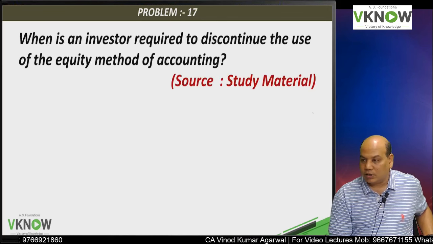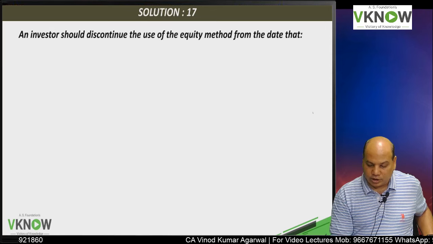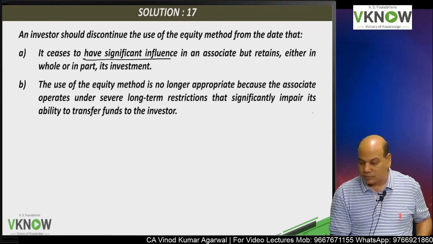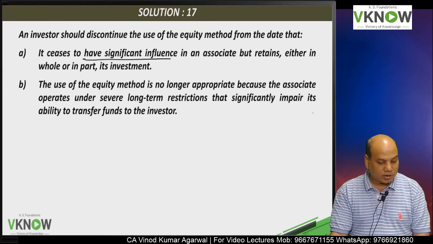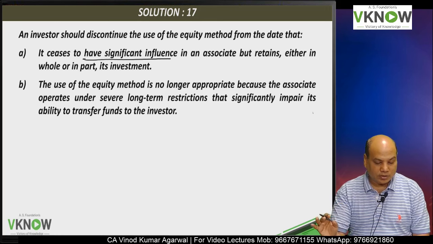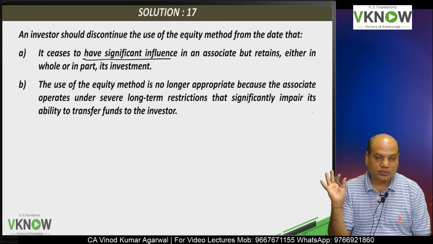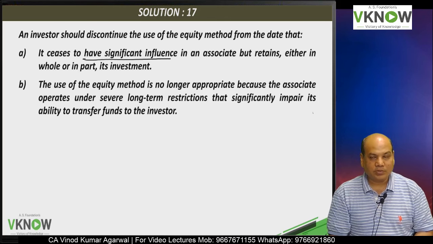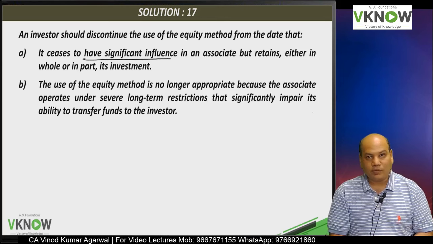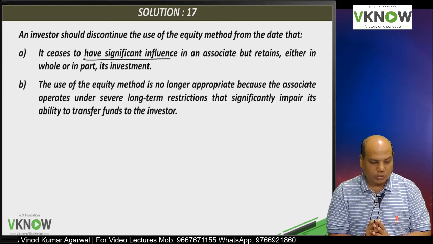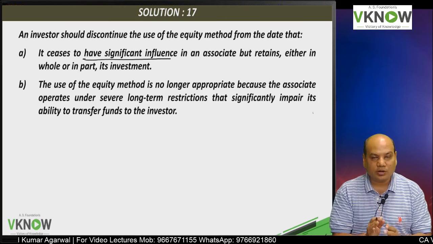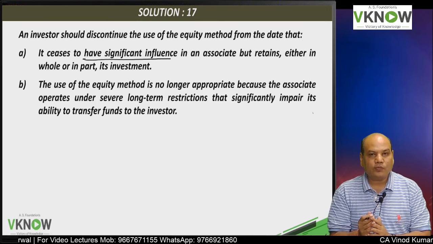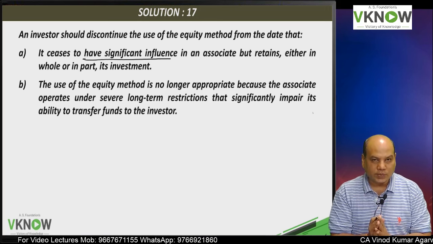And one last question. When is an investor required to discontinue the use of equity method? Already discussed. One, you don't have significant influence. And second, the associate comes under severe long-term restriction. That time we will discontinue the use of equity method. Understood? So we have covered all the 17 questions in the classroom. Many questions we have taken from reference book for more practice and more conceptual clarity.